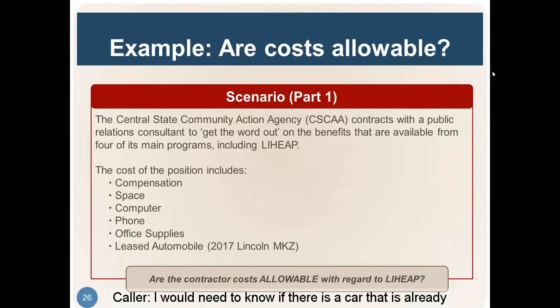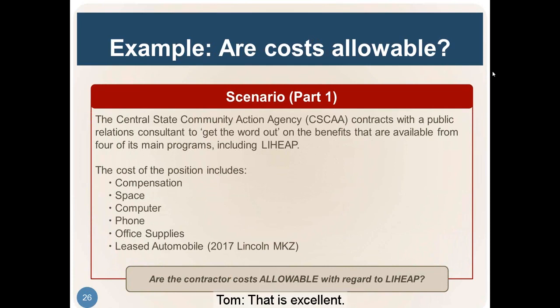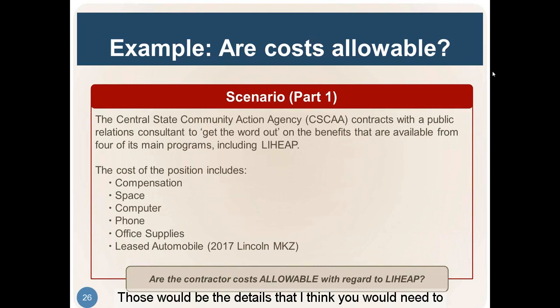I would need to know if there's a car that's already a part of the program, because some of the agencies have cars, and why couldn't they use that car? Do they have their own car? Do they have enough car insurance so that they could drive their own? And is there mileage reimbursement or anything like that available? Yeah, that's excellent. Those would be the details I think you'd need to find out.